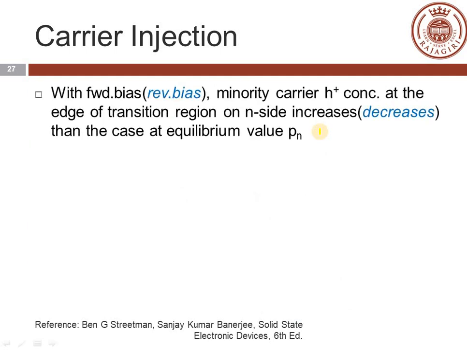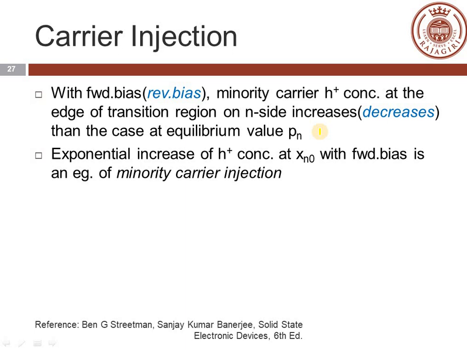With forward bias, the minority carrier hole concentration at the edge of the transition region on the n side increases above the equilibrium value Pn. Similarly, at reverse bias, the hole concentration at the edge of the transition region on the n side will decrease. Now, the exponential increase of hole concentration at xn0 with forward bias is an example of minority carrier injection.